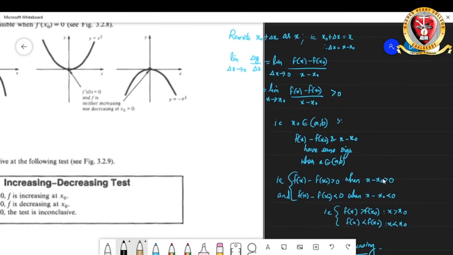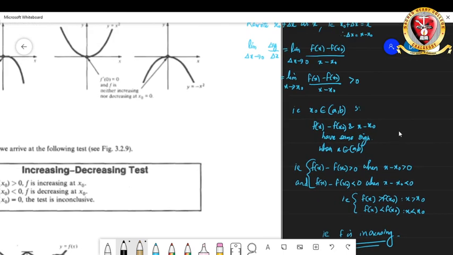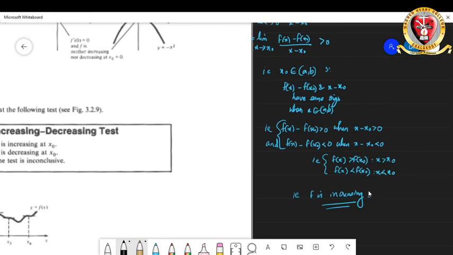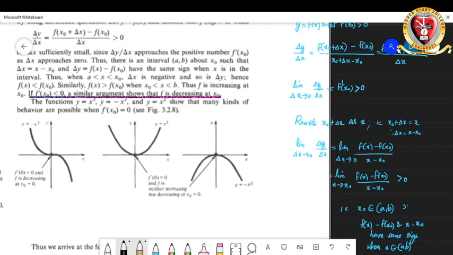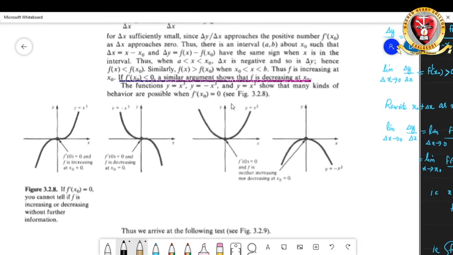So both the cases will imply x strictly greater than x naught will imply f of x strictly greater than f of x naught, and x strictly less than x naught will imply f of x strictly less than f of x naught. Both are the characteristics of an increasing function. So what we obtained is that whenever f dash of x naught is strictly greater than 0, we are getting that the function is increasing by the definition we mentioned in the earlier phase. So similarly, if f dash of x naught is strictly less than 0, you can say that f is decreasing at x naught.